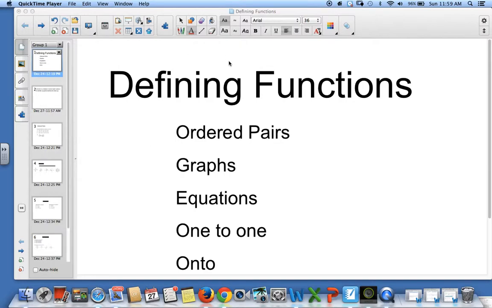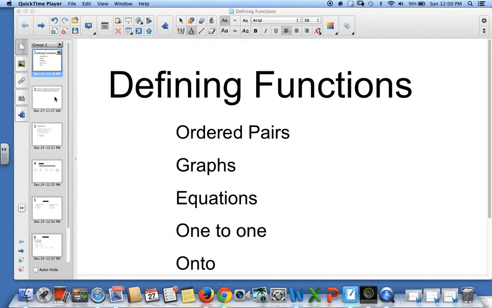Okay, for this video, we're going to talk about functions and defining functions to determine whether a relation is a function. And we're going to do that using ordered pairs and graphs and equations. And we're going to talk about some special types of functions, one-to-one functions and onto functions.